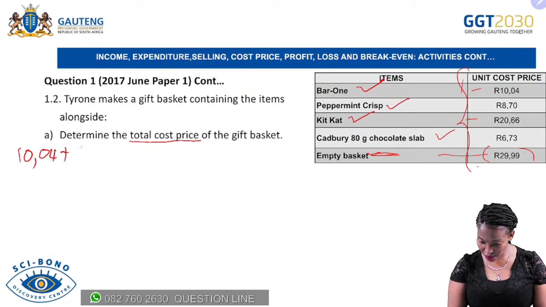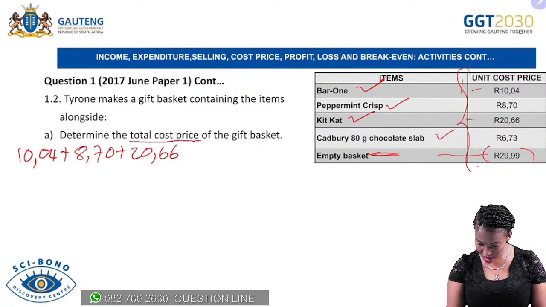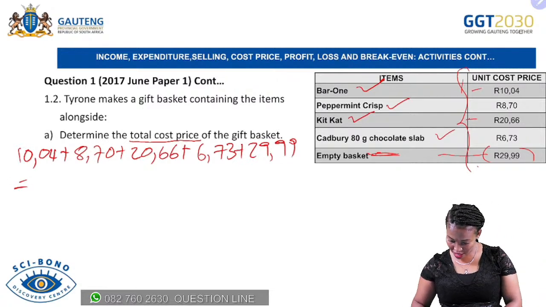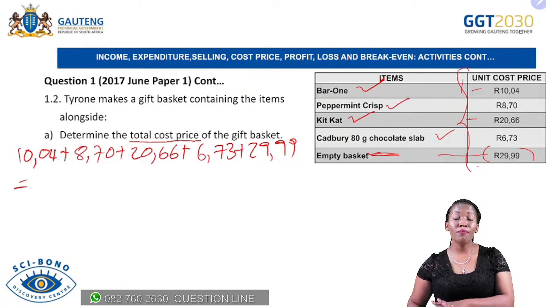So it is 10 rand 4 cents plus 8 rand 17 plus 20 rand 66 plus 6 rand 73 plus 29 rand 99 cents. So you add up everything together, guys. You rewrite it. Meslit is not for lazy people. It's for people that are hardworking, people that are always writing and always ready to write. Plus 20 rand 66. And then, guys, remember, I can also make mistakes here.